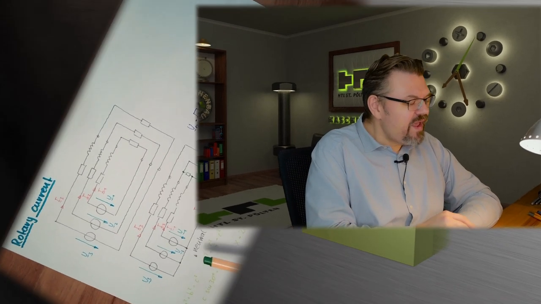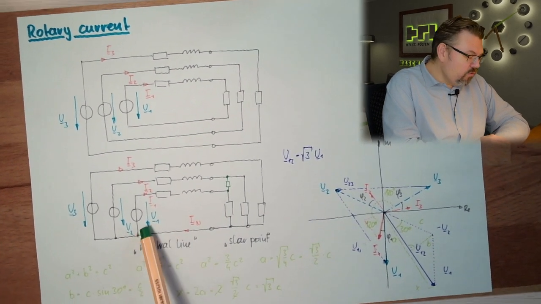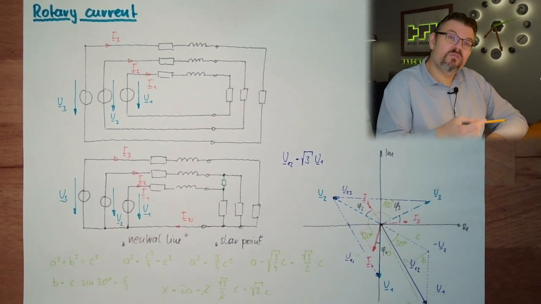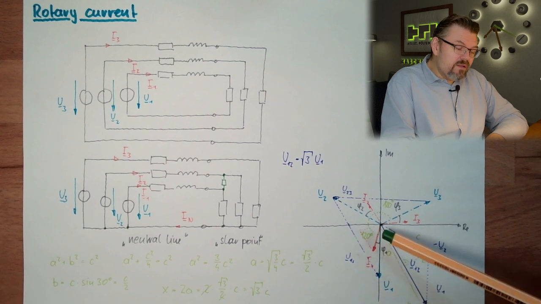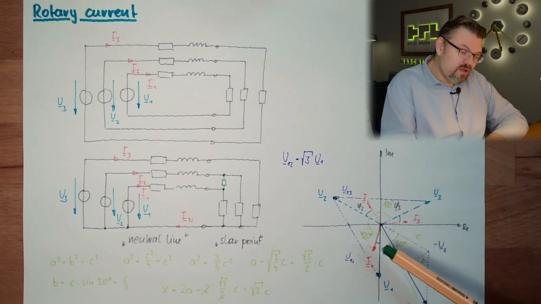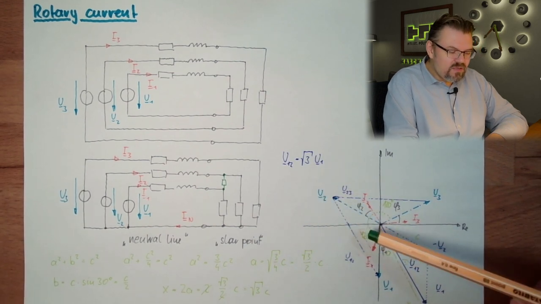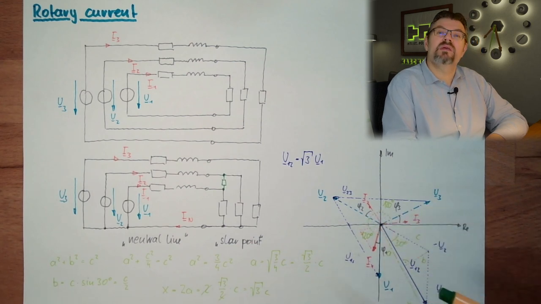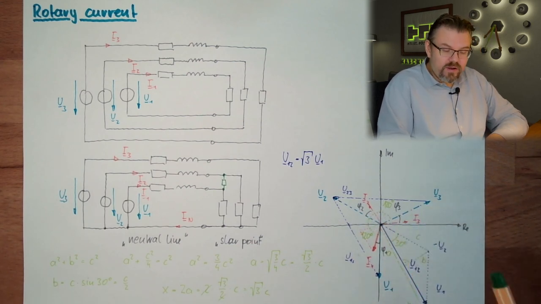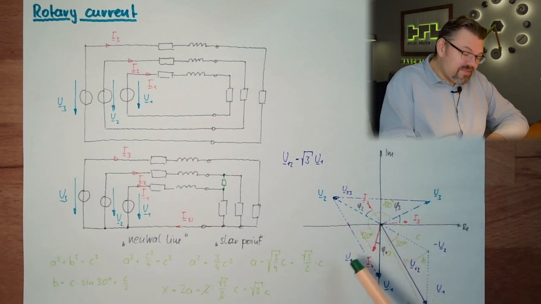So we actually have three phases with three voltages, and all three voltages are the same in amplitude, in effective value. However, they are shifted in time, always by 120 degrees. U2 is 120 degrees behind U1 and U3 is 120 degrees behind U2. And then there's already the next wave of U1. Well, that's the base.